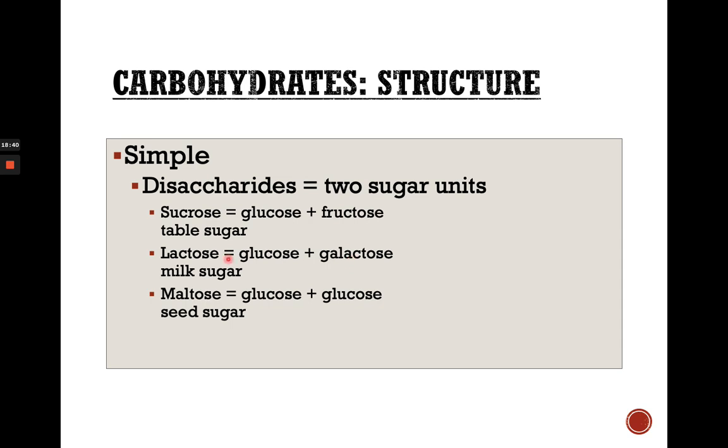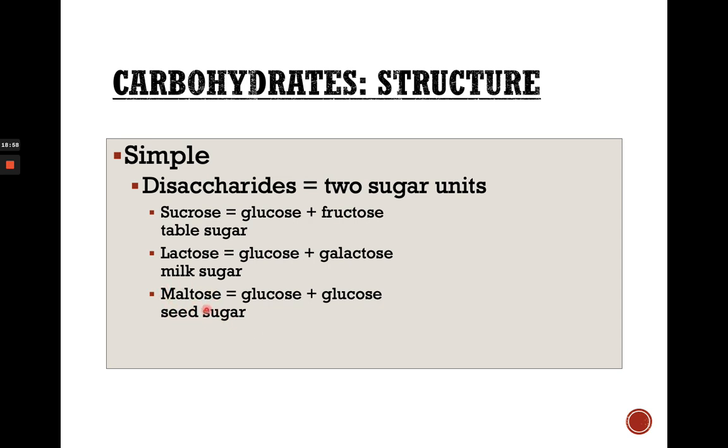So a lot of people are lactose intolerant. All that they do is take an extra enzyme that your body would naturally produce, but they don't have it. That enzyme in pill form will do the job that other people's bodies would do. Maltose is seed sugar.